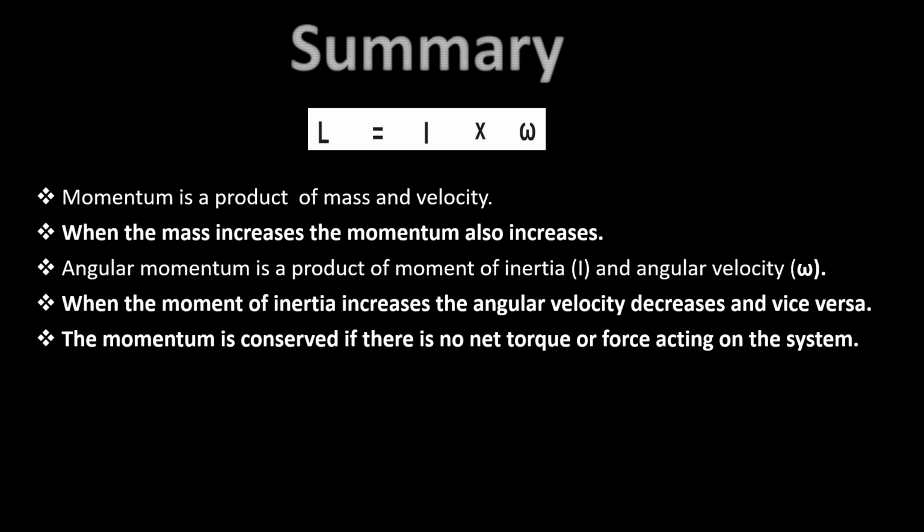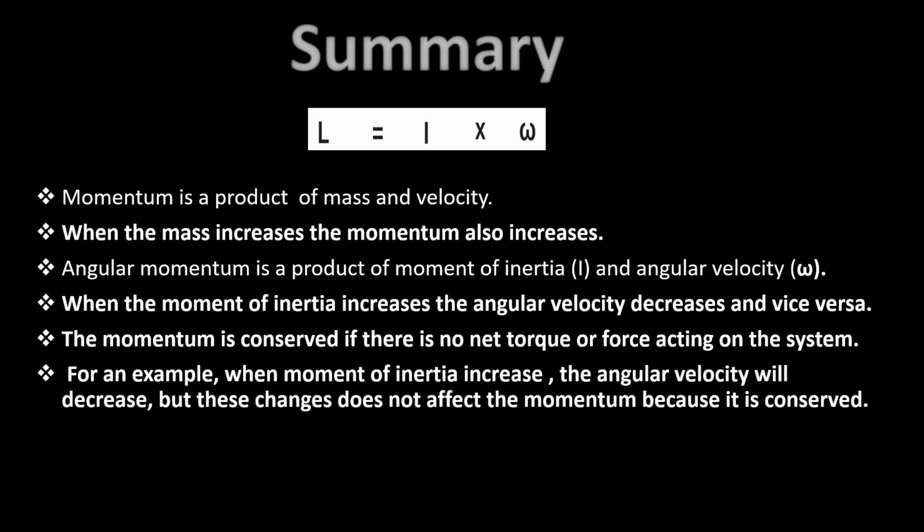The momentum is conserved if there is no net torque or force acting on the system. For example, when moment of inertia increases, the angular velocity will decrease, but these changes do not affect the momentum because it is conserved.